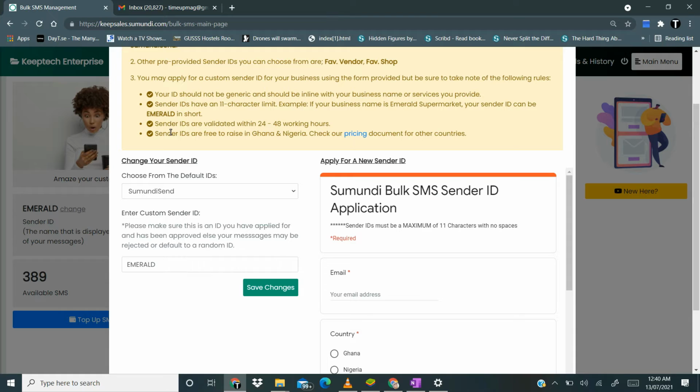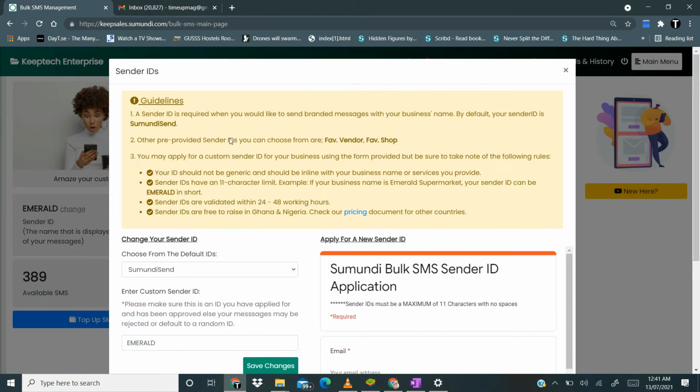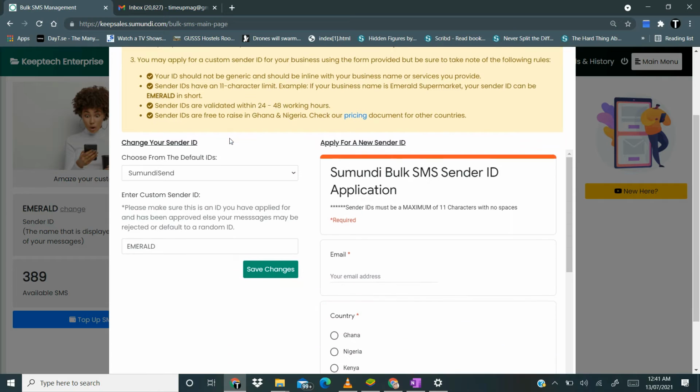The final one here is that sender IDs are free to raise in Ghana and Nigeria. So if you are watching this video from Ghana or Nigeria, it's actually free to create your sender ID. We are available in three countries now: currently Ghana, Nigeria, and Kenya. So if you are in Kenya, you actually have to pay in order to get a sender ID. So these are the guidelines regarding sender IDs.